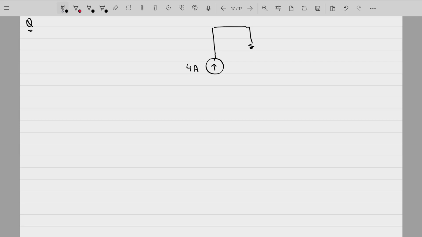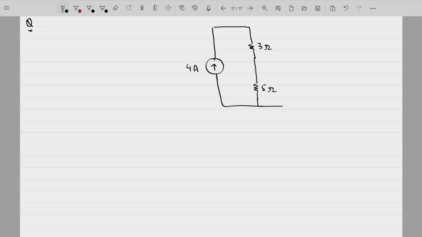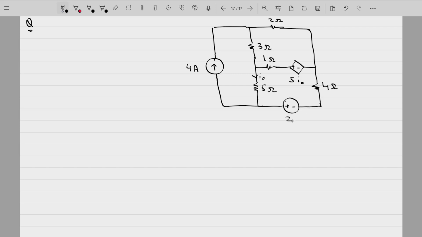This is 4 amperes, this is 3 ohms, this will be a 5 ohm resistance, 1 ohm, this is 5 I naught. I naught is the current flowing through this 5 ohm resistance. On top you have a 2 ohm resistance. This is a 4 ohm resistance. This is again 20 volts. So you have to find out I naught using superposition theorem.